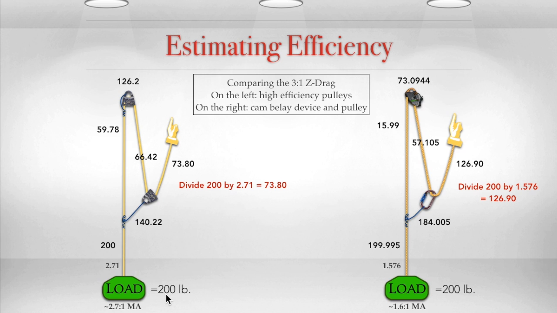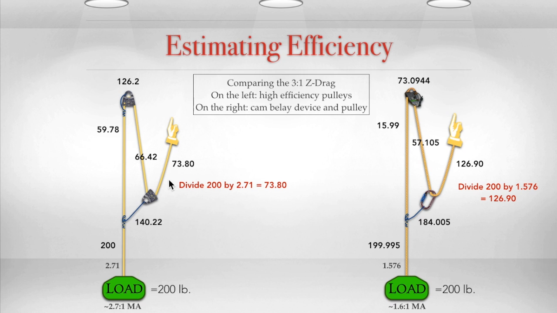So in the end, we're just going to assume that the load is 200 pounds. To figure that out, now that we know somewhat closer to what our actual mechanical advantage is, we can take 200 and divide it by 2.71. When we do that, we get 73.80 pounds. So 73.80 pounds is what we're going to have to input as haulers into that system. But what we can see is what happens to that 73.80 pounds as it goes through our system.